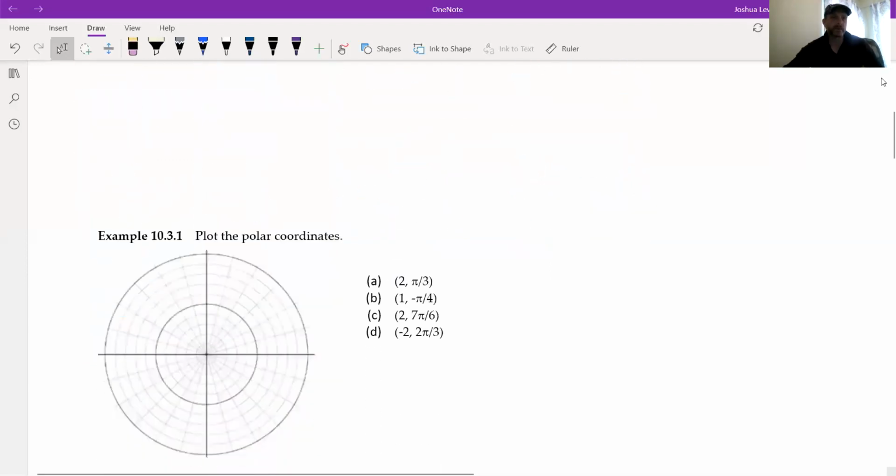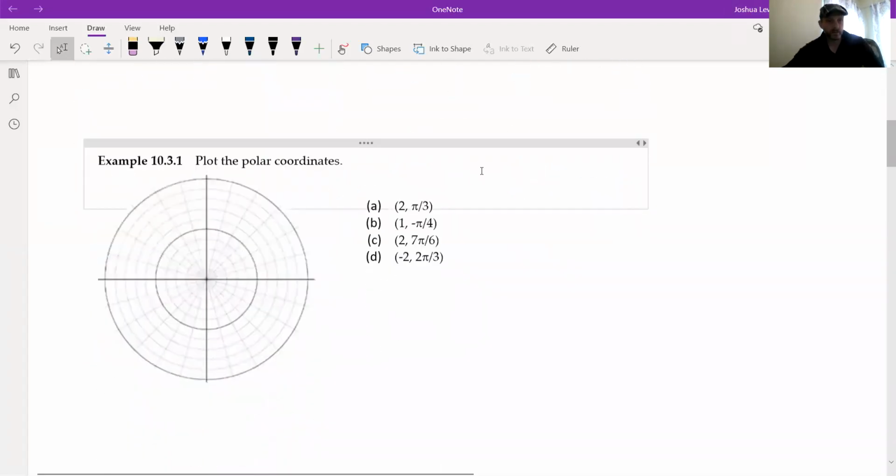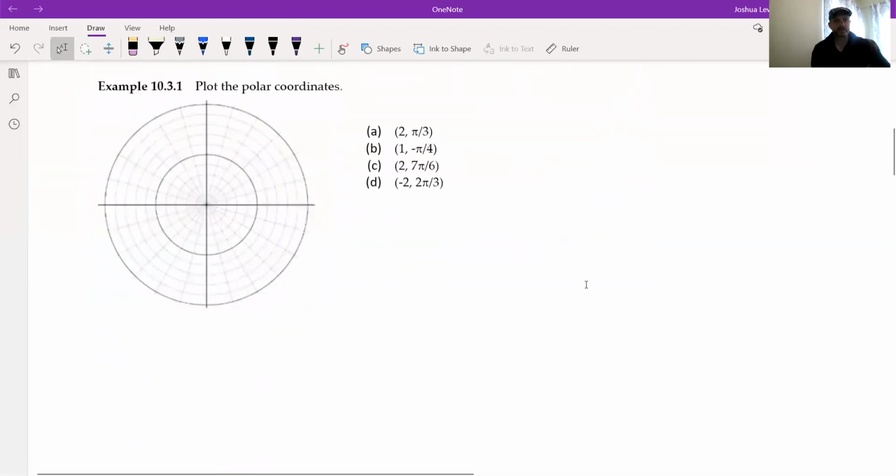And again, this should ring a bell, but let's plot some points here. So (2, pi thirds). How does this work? Well, the radius is 2. And just to let you guys know, these dark curves are units. So 1, 2, and then pi thirds. I want to rotate pi thirds.